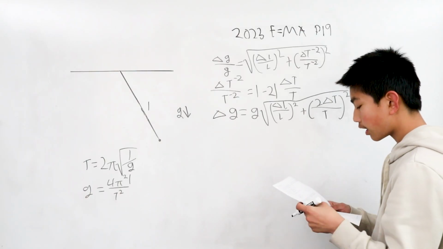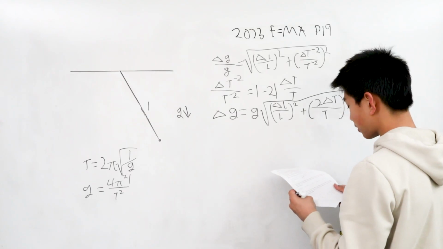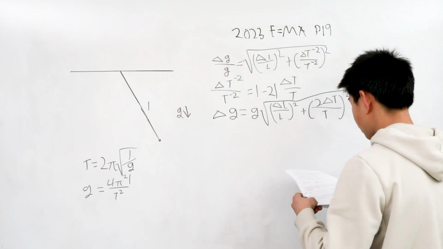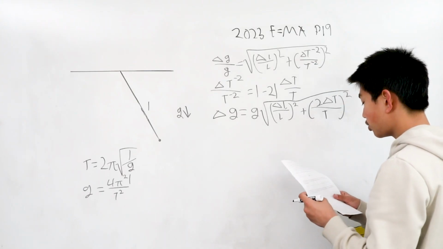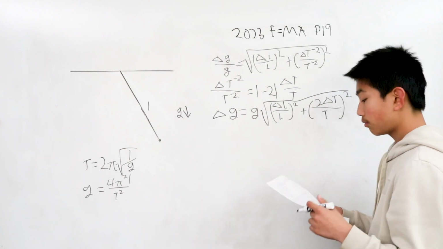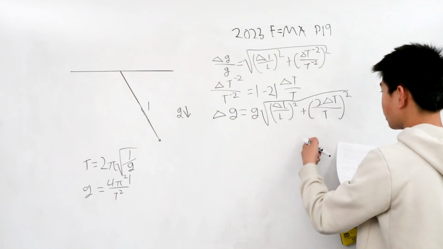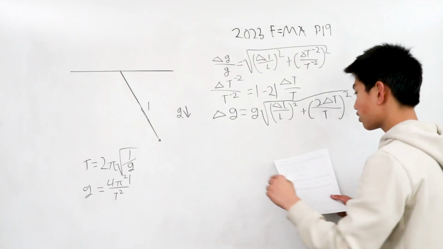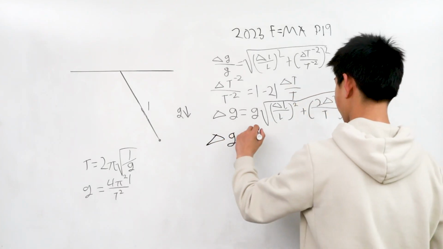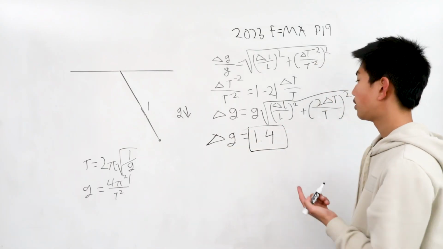So the oscillation period is 1.4 plus or minus 0.1 seconds. The length is 0.5 plus or minus 0.01 meters. And g is equal to 10.1 meters per second squared. So using that information, we can solve for delta g, the uncertainty, to be 1.4 meters per second squared as our answer once you plug everything in.